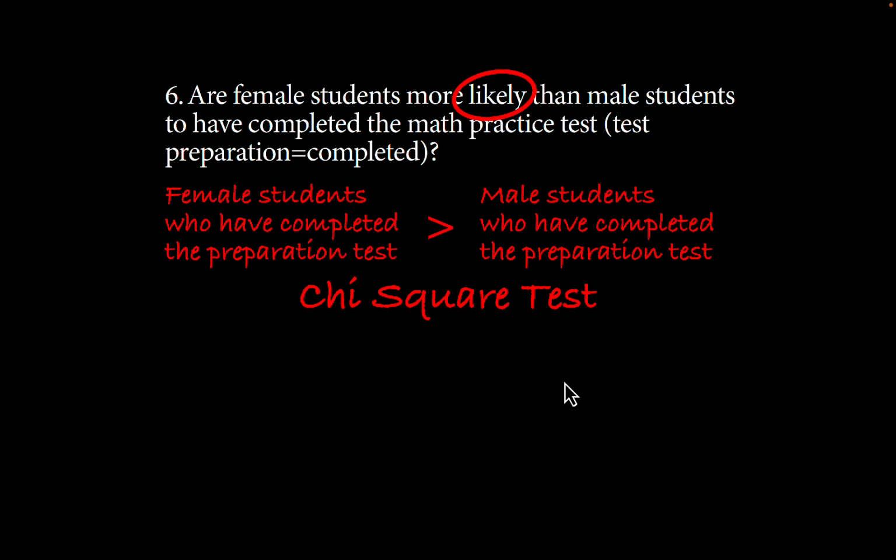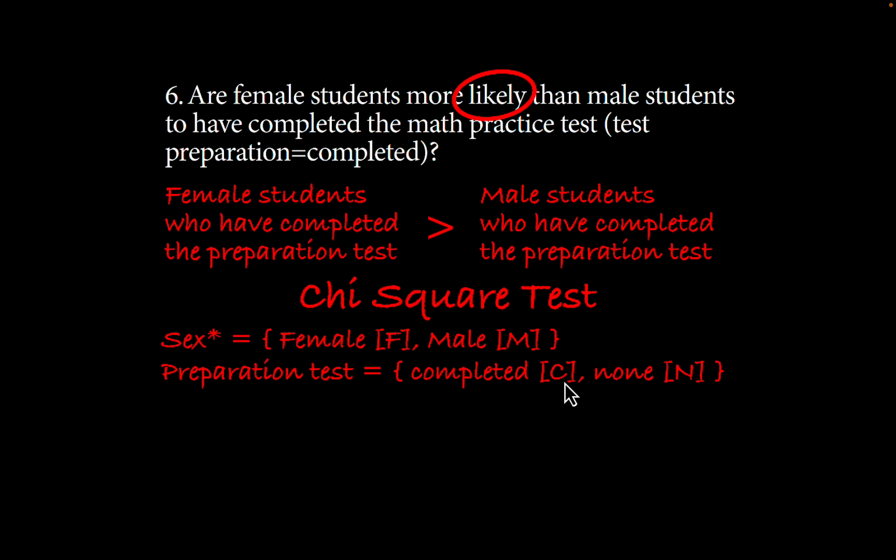My first categorical variable we could label sex. In there I'll have two categories: female and male students. And because the phrase female students comes before the word likely, this means that this categorical variable, sex, is the independent variable. So I'm going to star my little label here. We also have a second categorical variable that I could call preparation test, and in there we'll have two categories as well, whether completed or none. This is what appears in my data sheet.